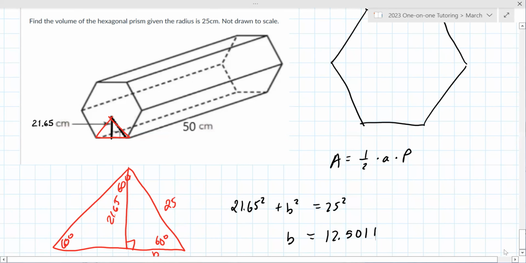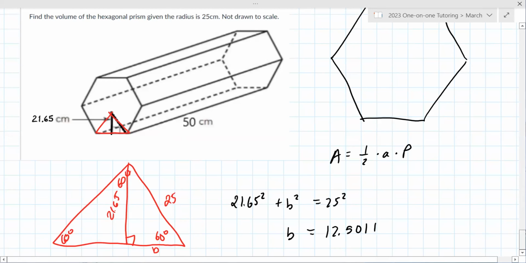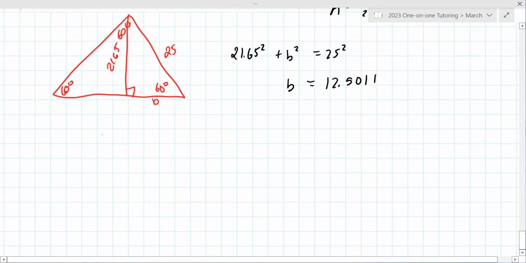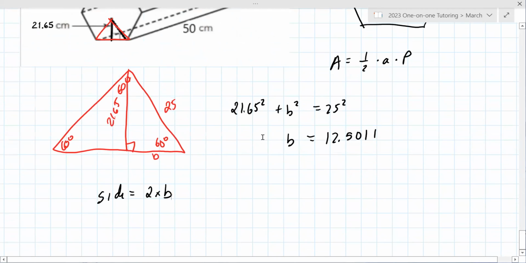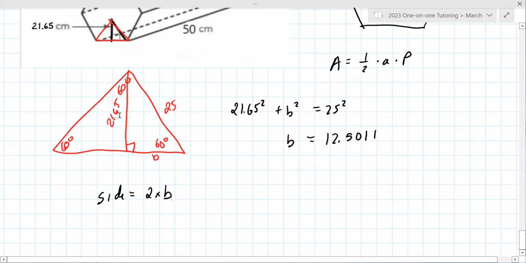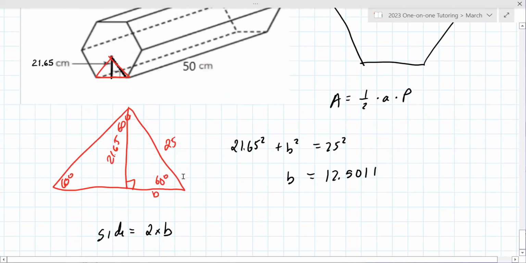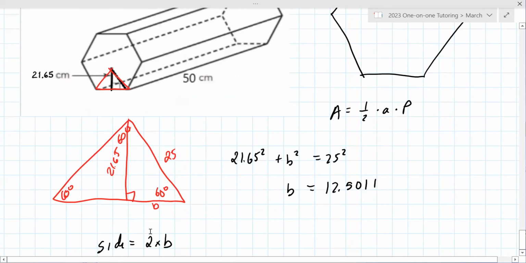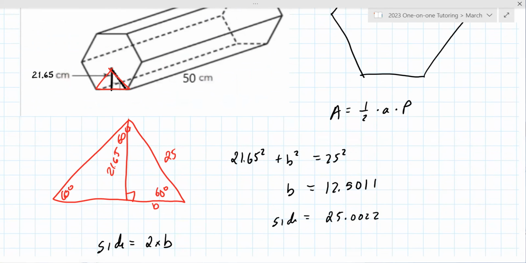The reason that's helpful is we really need the full side length. The full side length is 2b. So we multiply it by 2. Yes. And to get the perimeter, we're really nested down into this part of the problem, but we're trying to find the perimeter. The perimeter is going to be 6 times the side length. So the side is 25.0022. That look right? I'm pretty sure.